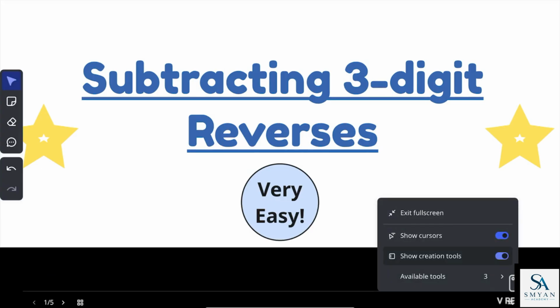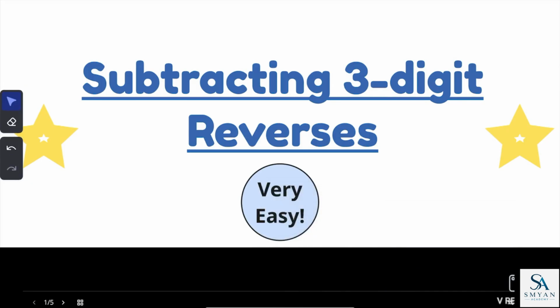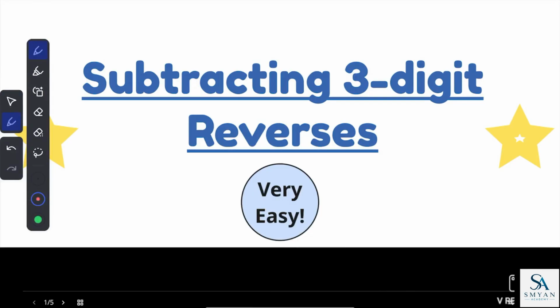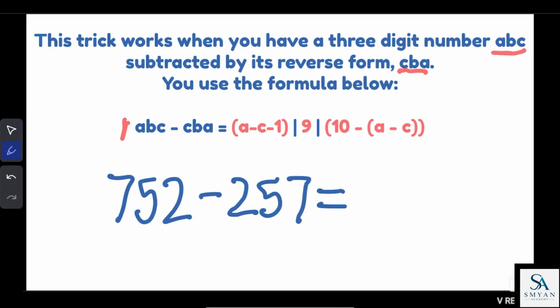Today I'm going to teach you how to do subtracting 3-digit reverses. This trick is very easy, so let's get started. Let me get my pen out. Alright, let's go. This trick works when you have a 3-digit number ABC subtracted by its reverse form, CBA. And then you use this formula right here.